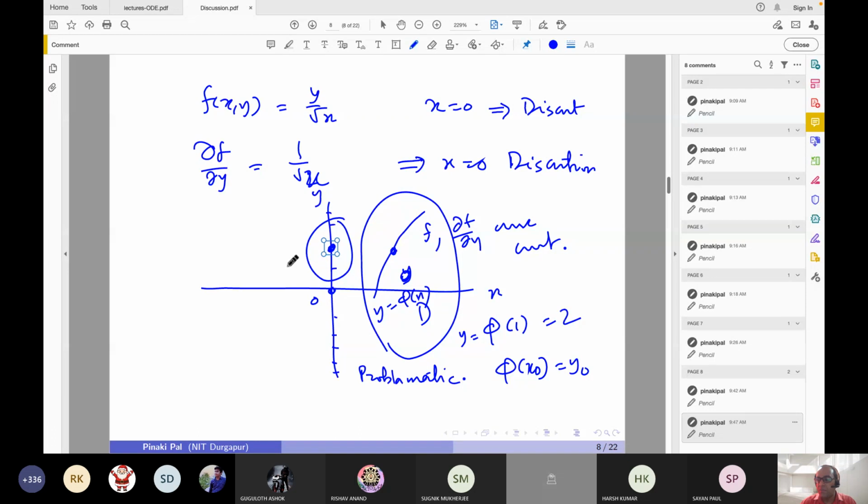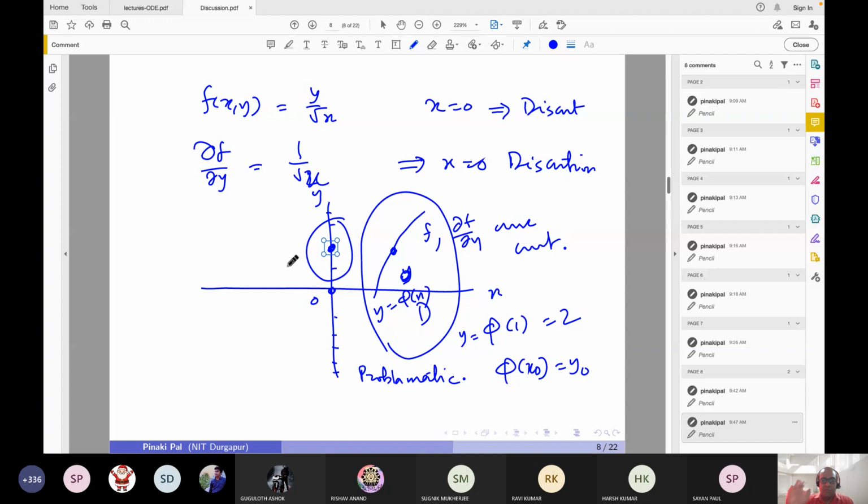And whenever we cannot apply Picard's theorem, forget about uniqueness, a solution may exist, may not exist, so we cannot comment. And if a solution exists, infinitely many solutions may also exist, so you cannot comment on the existence of the solution and the number of solutions.